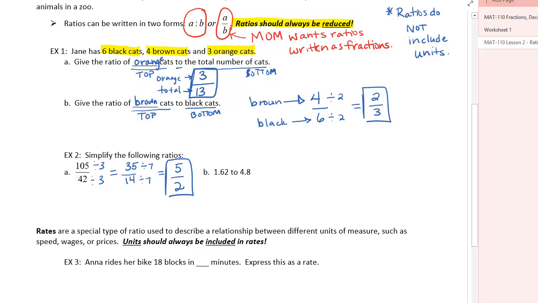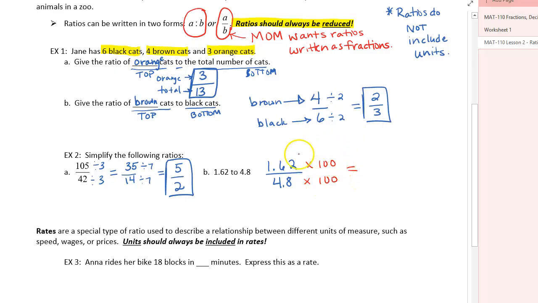In B, we actually have a ratio that contains decimals. The important thing is that we multiply by something that will move all the decimals in the ratio to the end. So I could multiply 4.8 by just 10, and that would make it 48. But if I multiply the top by 10, my decimal would not be at the end. It would be 16.2. So what I need to do is multiply both the top and the bottom by 100.